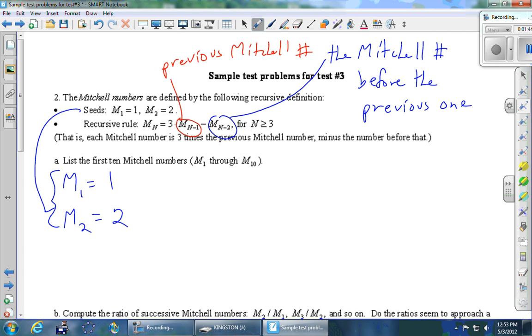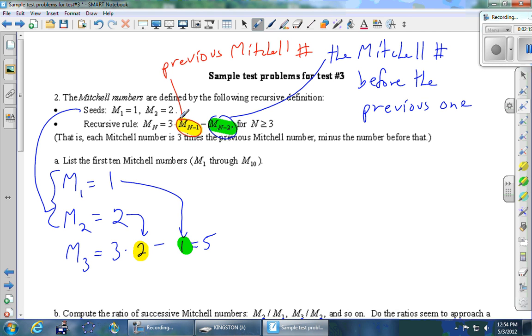And then to get to M3, now we have to apply our rule. The rule says 3 times the previous Mitchell number minus the one before that. 3 times, what's the previous Mitchell number? It's this guy, 2, minus the one before that. It's this guy. 3 times 2 is 6, minus 1 is 5. So again, it's 3 times the previous Mitchell number. It's there. Subtract the one before that. That's there.